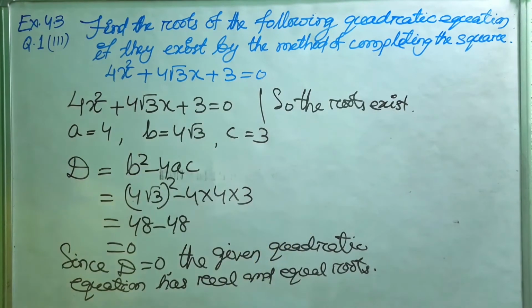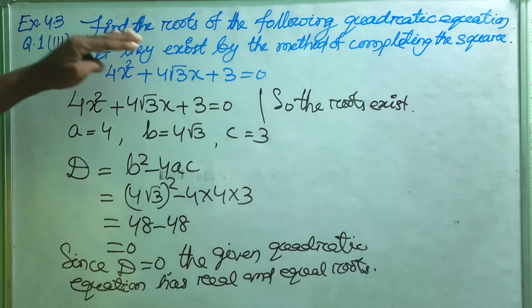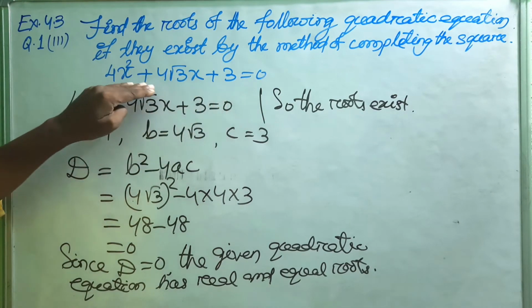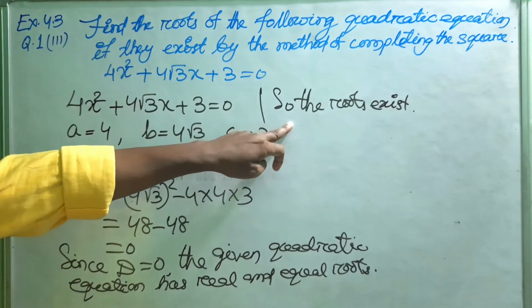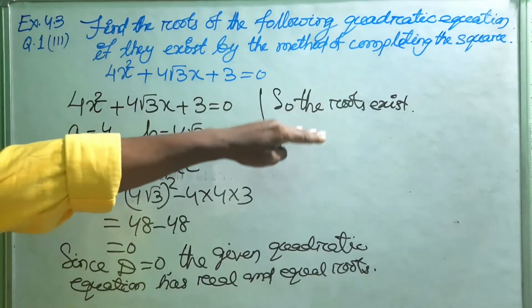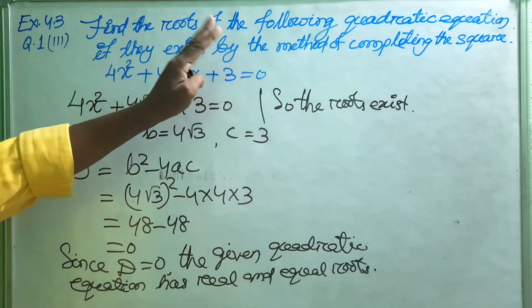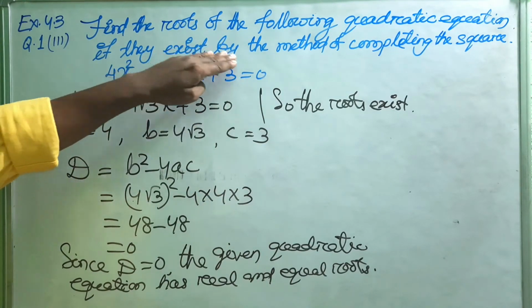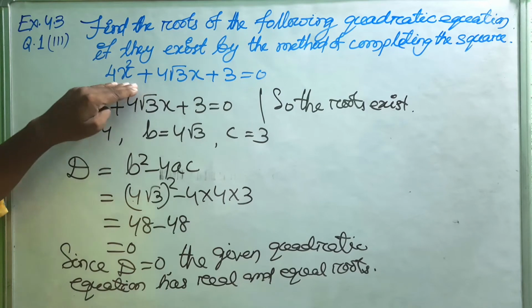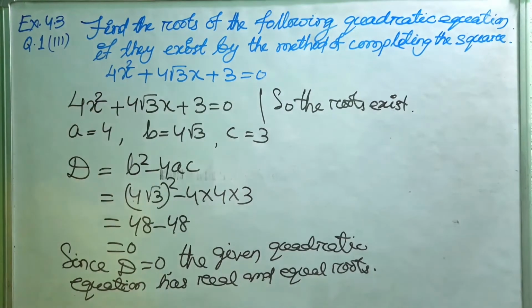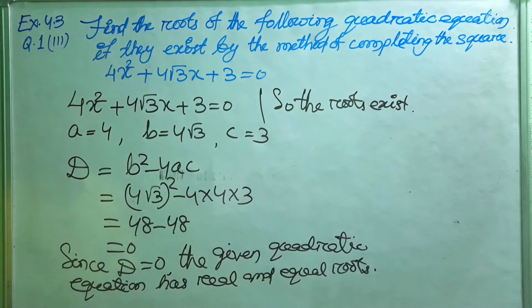Okay, so this is our first part. That means we have to check whether this quadratic equation has roots or not. So we checked here that the roots exist. Okay, then we will proceed to the next step, that is we have to find out the roots of this quadratic equation by using completing square method. Okay, so let us do it. Let me erase this one first.